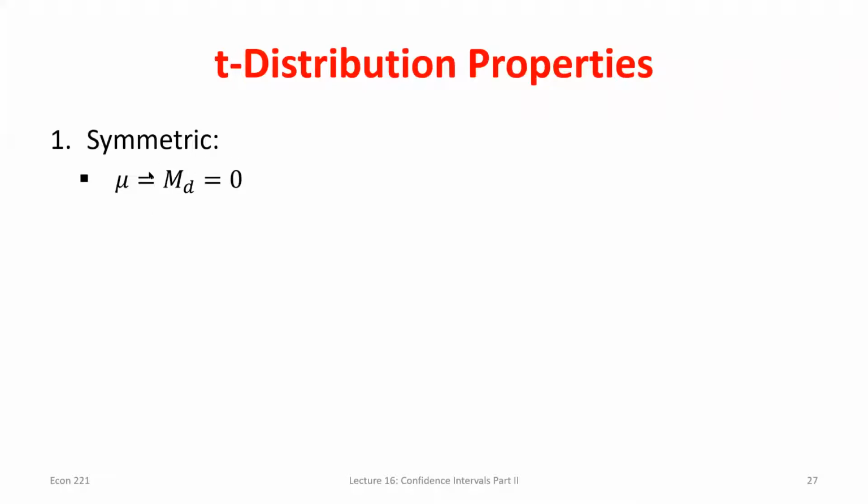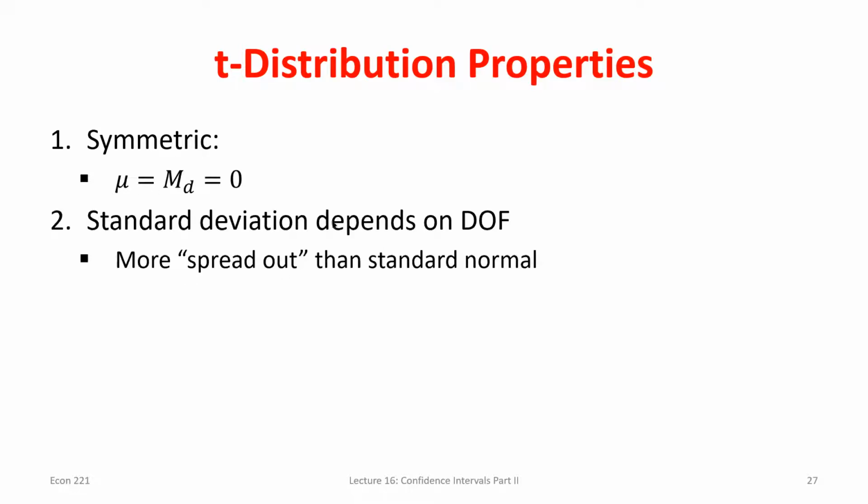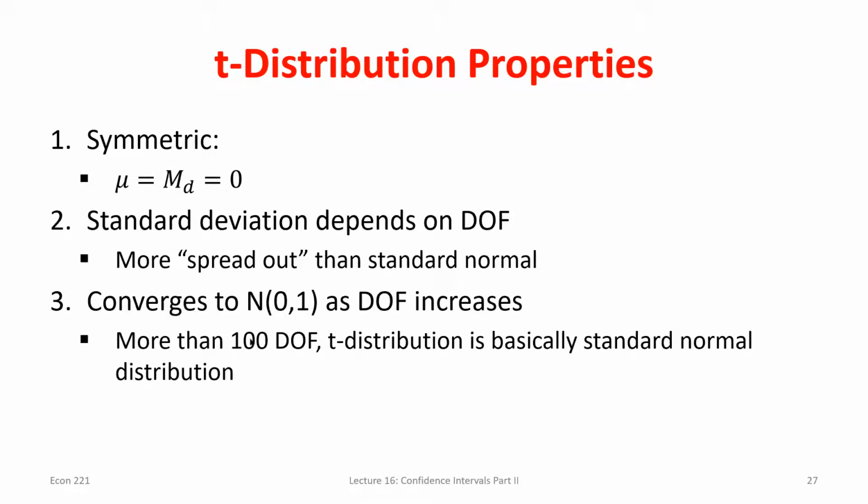So I already mentioned that the mean is 0, but I didn't mention it's also symmetric, just like the standard normal distribution. That makes things a little bit easier for us once we start working with it. But it's a little bit more spread out, right? So the variance is going to be higher. As we get higher and higher sample sizes, the variance starts to get closer and closer to 1.